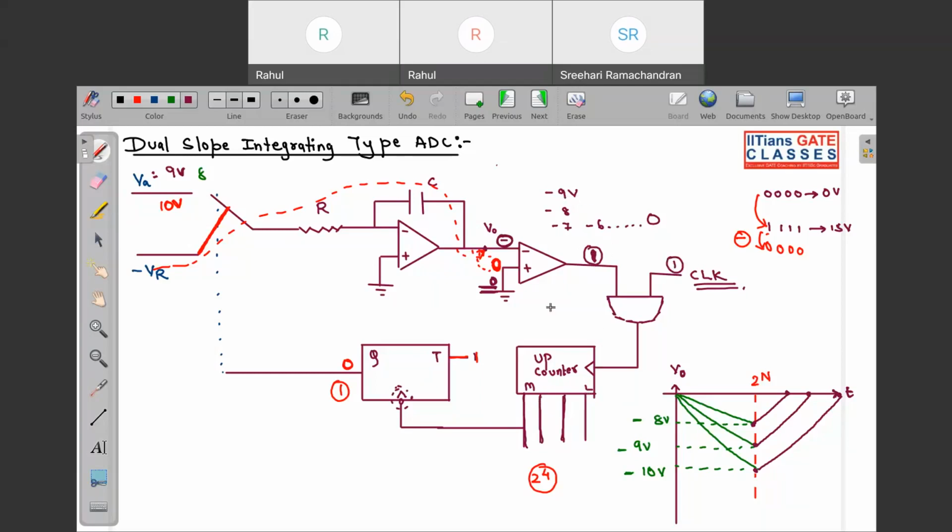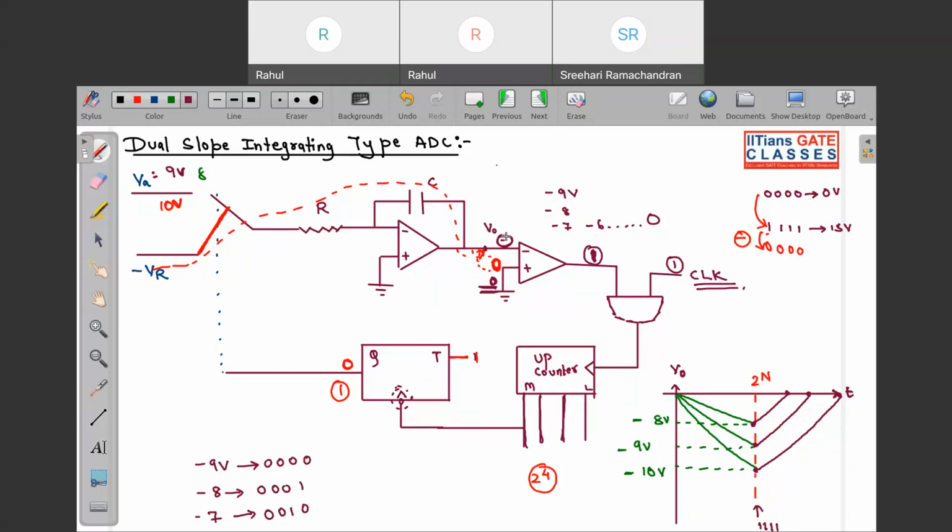Suppose for minus 9 volt, this will count from, means minus 9 volt will correspond to what? See, once it has started discharging, minus 9 will correspond to 0 0 0 0, because my counter has reset to this point. At this point the counter was 1 1 1 1. Now minus 9 volt corresponds to 0, minus 8 volt will correspond to 0 0 0 1, and like this minus 7 will correspond to 0 0 1 0.